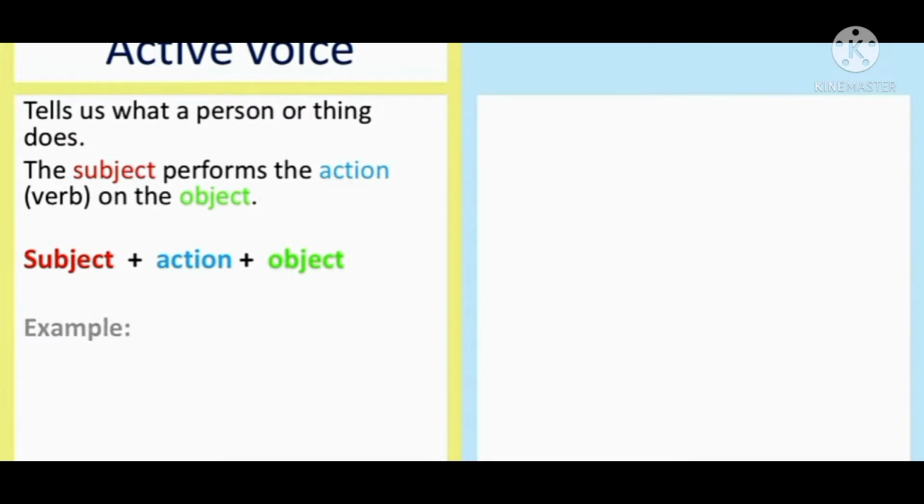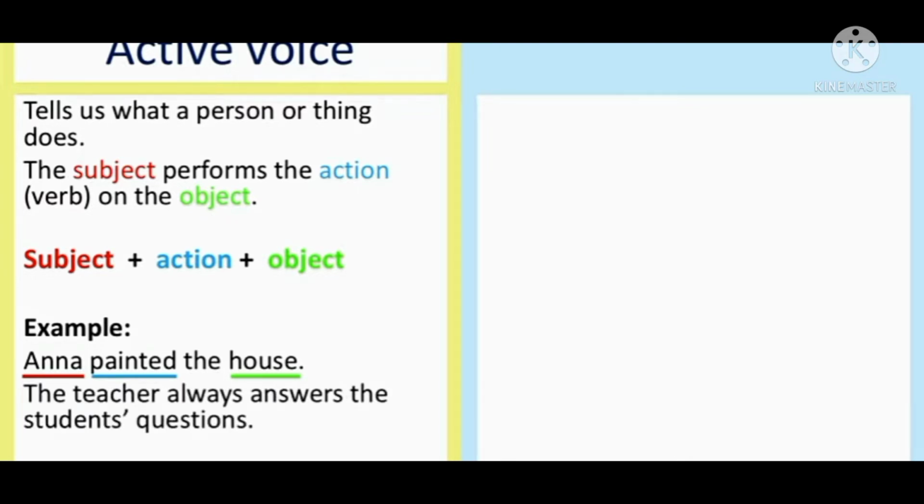Let us see some examples. Anna painted the house. Here, Anna is the subject, painted is the action, and house is the object. Another example. The teacher always answers the students' questions. Ali posted the video online.